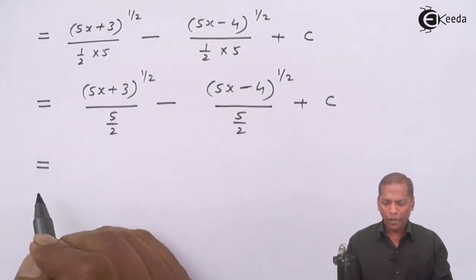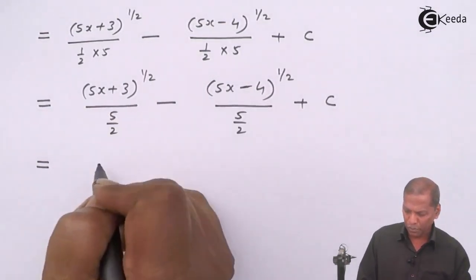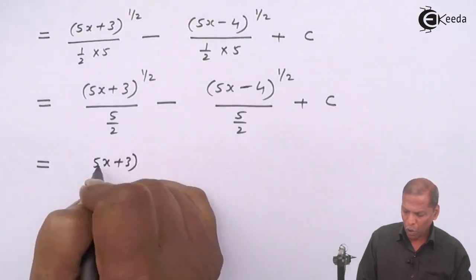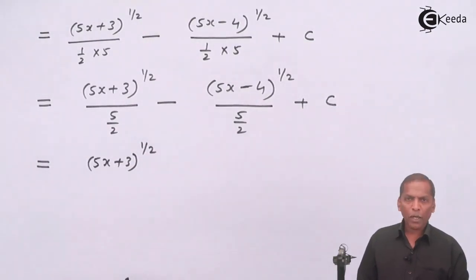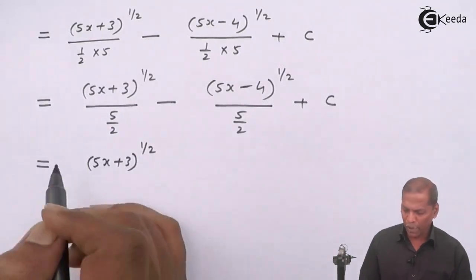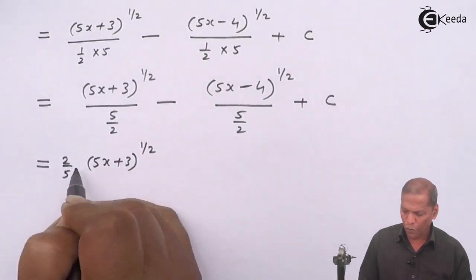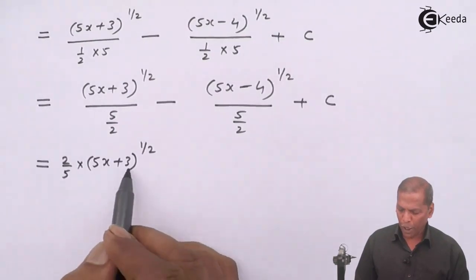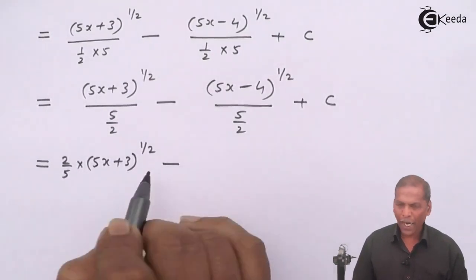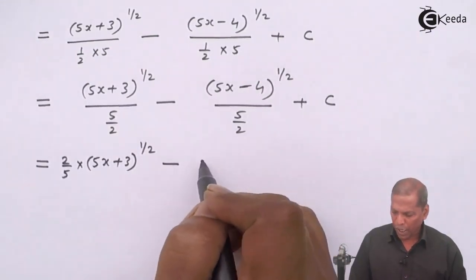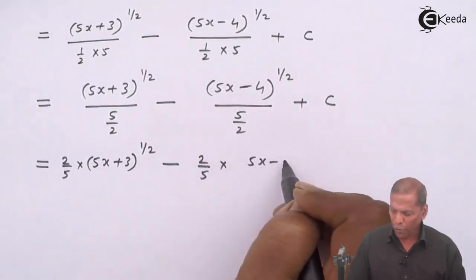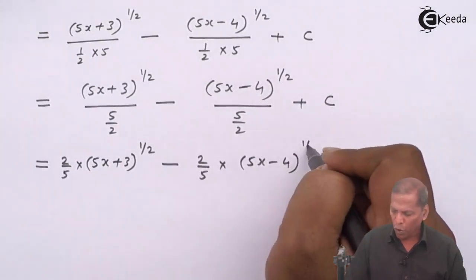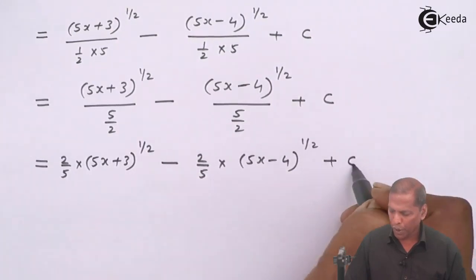So the next step will be (5x plus 3) whole bracket raised to 1 by 2 we write as it is. Then in the numerator we have number 5 upon 2. If we take it in the numerator, then this can be written as 2 upon 5 into (5x plus 3) whole raised to 1 by 2 minus, similarly the second term also we write as 2 upon 5 into (5x minus 4) whole raised to 1 by 2 plus c.